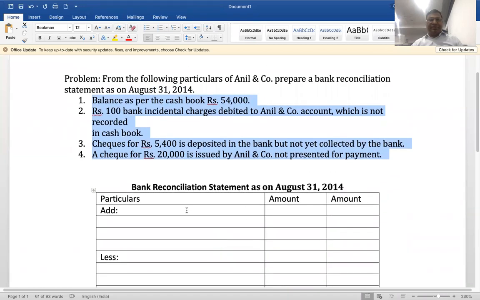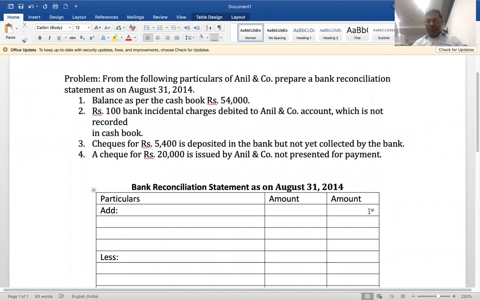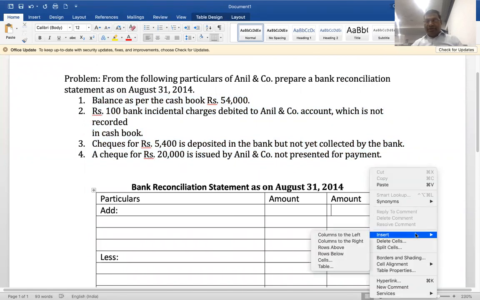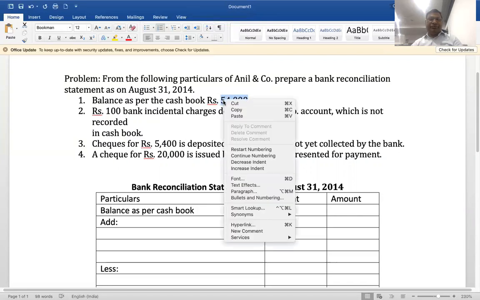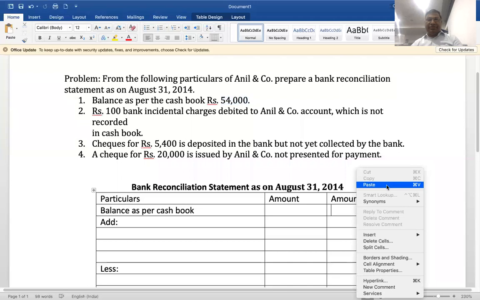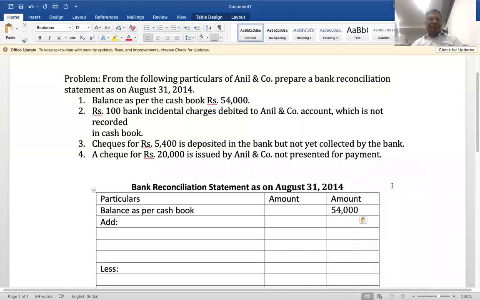Only thing is you take these amounts and fill the blanks. Before the add row, you can insert one more row, that is balance as per cash book. If the balance as per cash book is given, the answer you have to get is balance as per passbook. What's the balance as per cash book? 54,000.